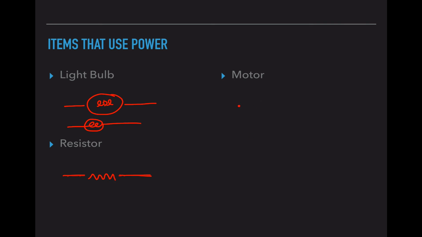A motor is drawn by adding 2 open switches, so open switch, and then coming in from the other direction and going downwards is an open switch, and then a circle in the middle. Okay, so that's our motor. So these 3 things can be added to our circuits also. So now we're going to put this all together.